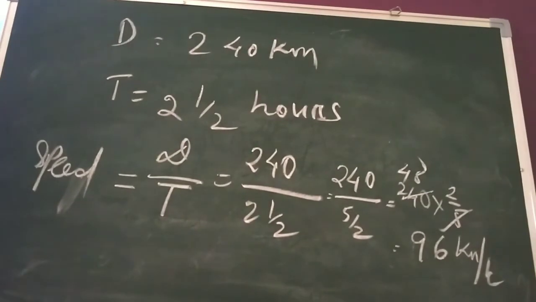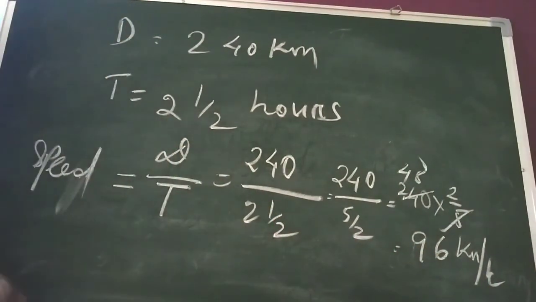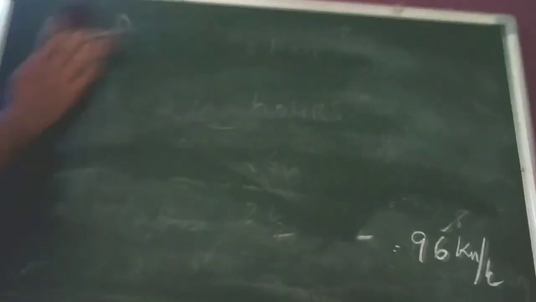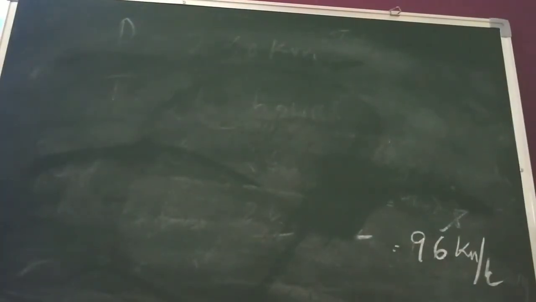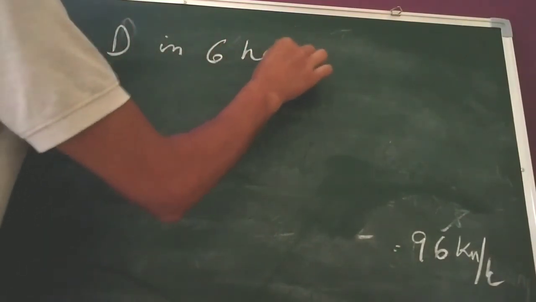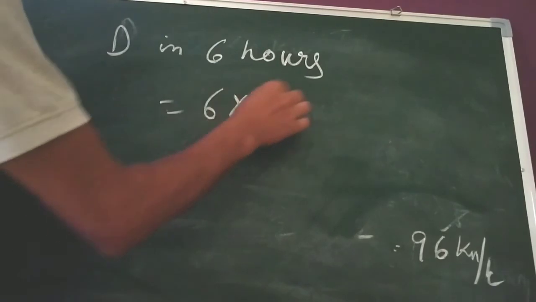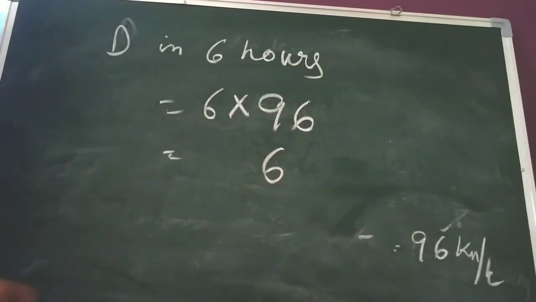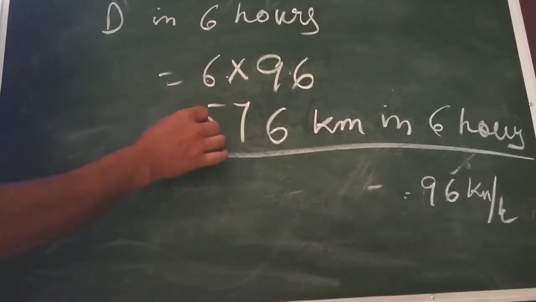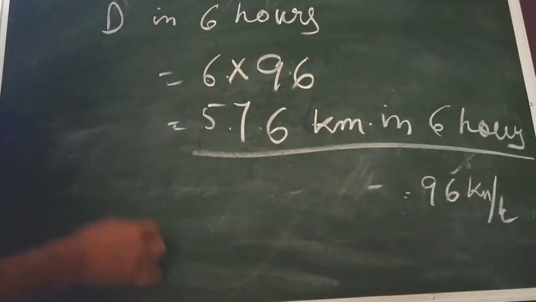Now the second part of the question is the distance traveled by the train in 6 hours. If the train travels this distance in 1 hour, then let us find the distance traveled in 6 hours. Distance in 6 hours is equal to 6 multiplied by 96. 6 6s are 36, 9 6s are 54, 57. 6 into 96 is 576 kilometers in 6 hours. So our answer is this one.